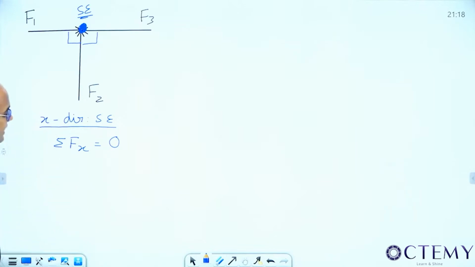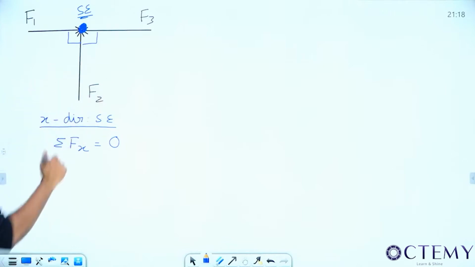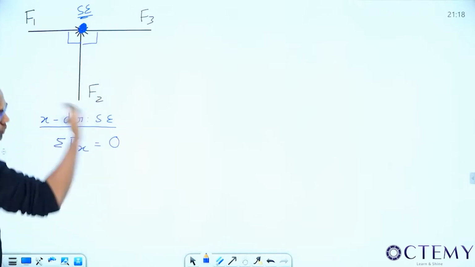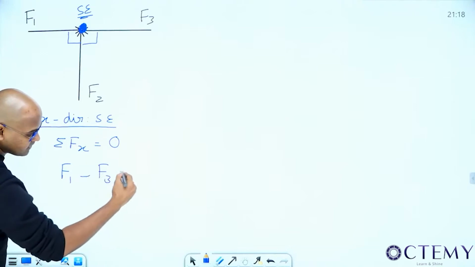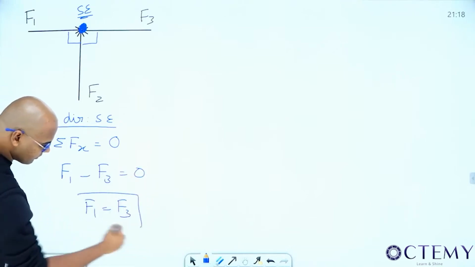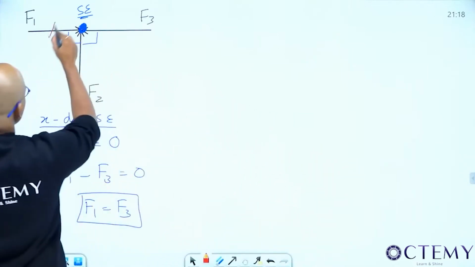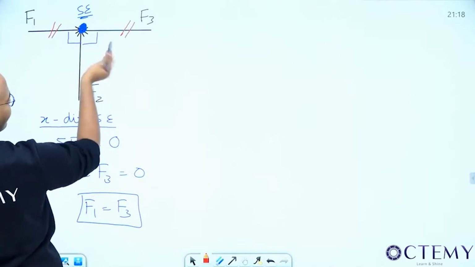Listen carefully. Sigma Fx is equal to 0. What can I write from sigma Fx equal to 0? F1 is in this direction, positive F1. F3 is in the opposite direction, minus F3 is equal to 0. So F1 equal to F3. From this, what can I conclude? First point: these two are having equal magnitude.